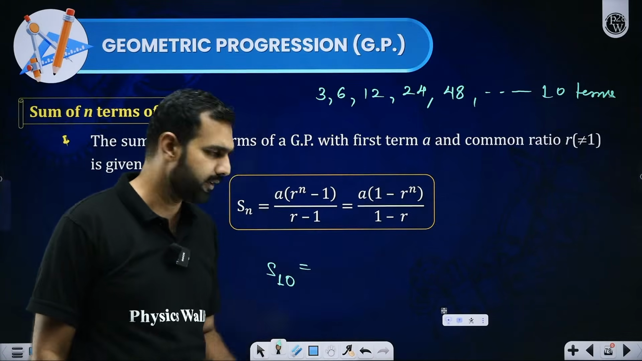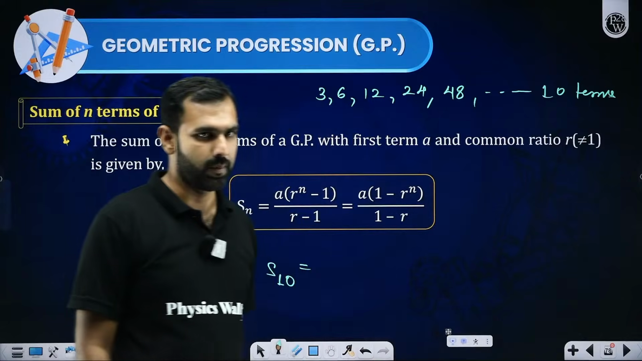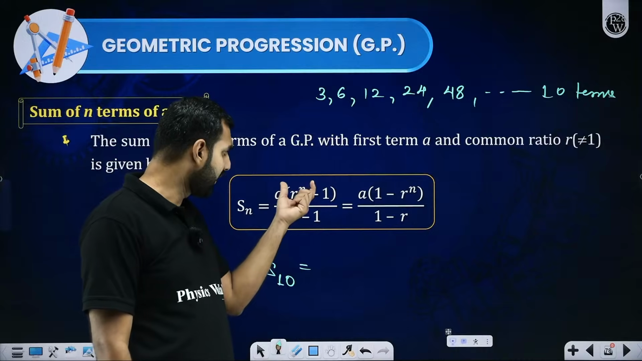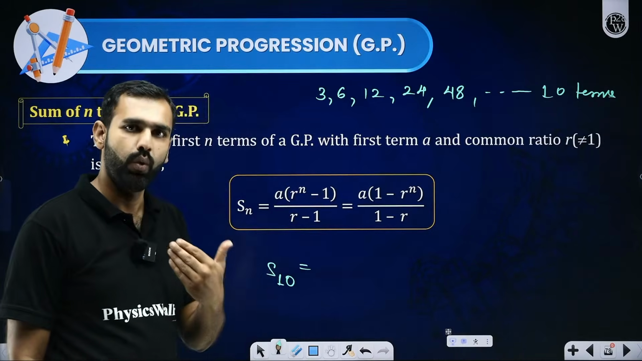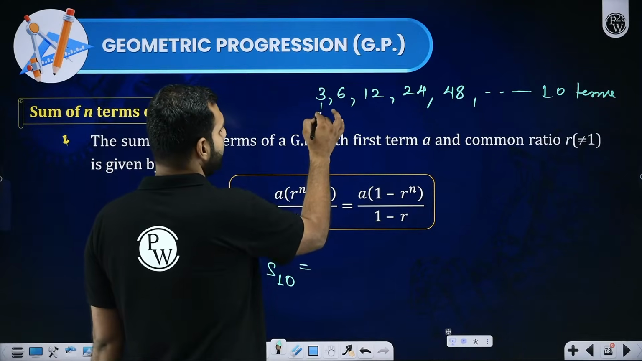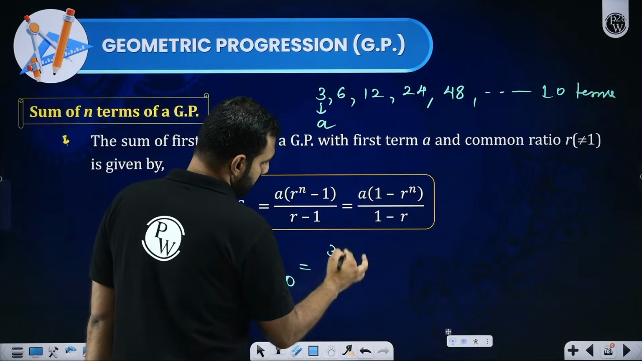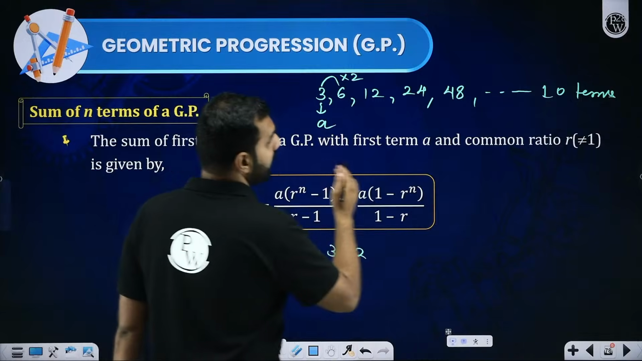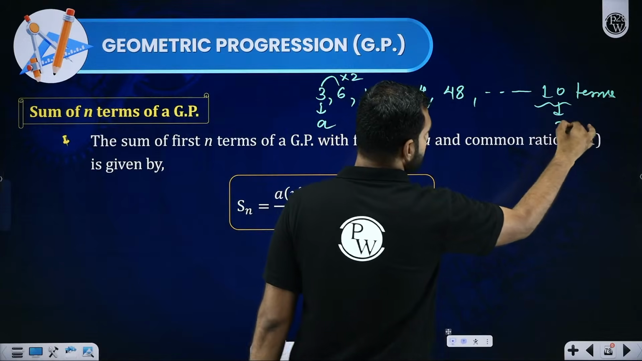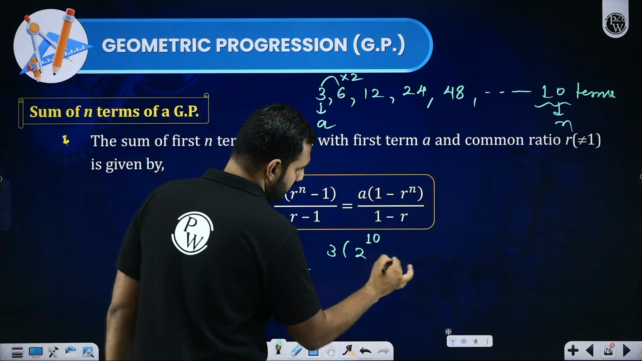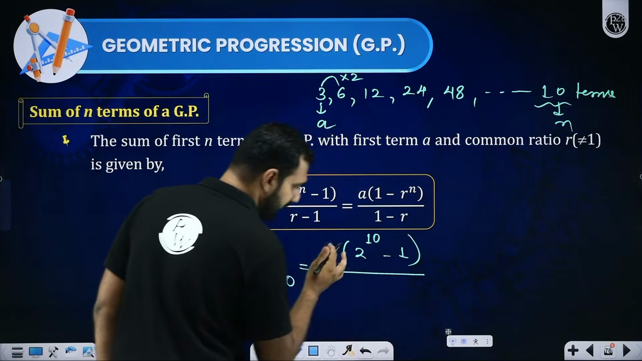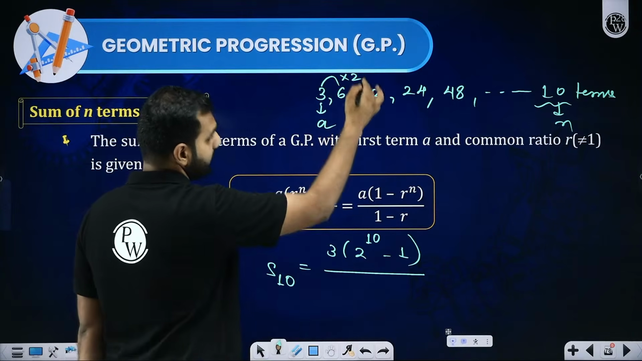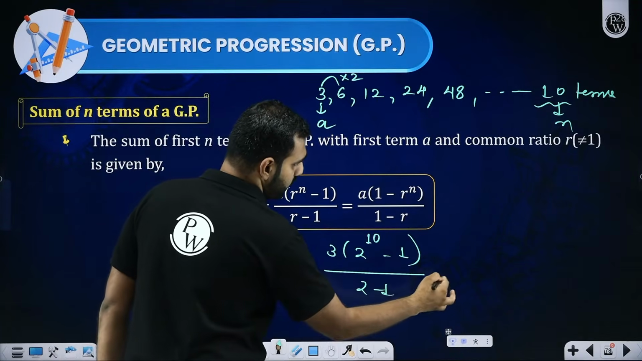Both are the same formula. You have just taken negative common from the numerator and denominator. The formula says A times whole of r to the power n minus 1 upon r minus 1, which means A is your first term, which is 3, R is your common ratio, which is 2, to the power n. N means number of terms, which luckily in this case is 10, minus 1, divided by r minus 1. What is r? R is 2. So this is 2 minus 1. So 2 minus 1 is 1.